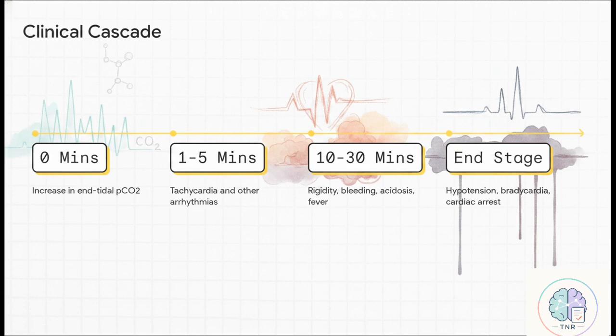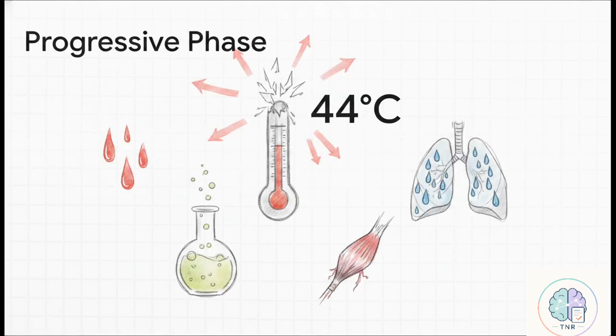If it's not stopped, it hits the progression phase over the next 10 to 30 minutes. This is where you see severe muscle rigidity and soaring fevers. Finally, it reaches the end stage, which is terminal: hypotension, profound bradycardia, and ultimately cardiac arrest. We absolutely cannot skip the progressive horrors that happen in the middle of that timeline.